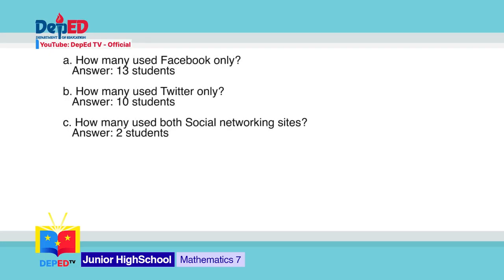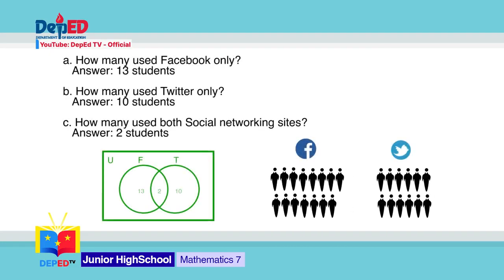So the answers would be: the number of Facebook users only is 13. And the number of Twitter users only is 10. While for the last question, how many of them are both Facebook and Twitter users, the answer is 2.